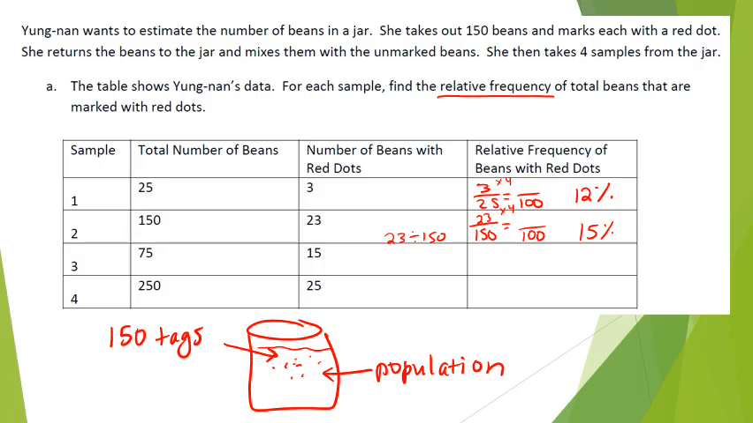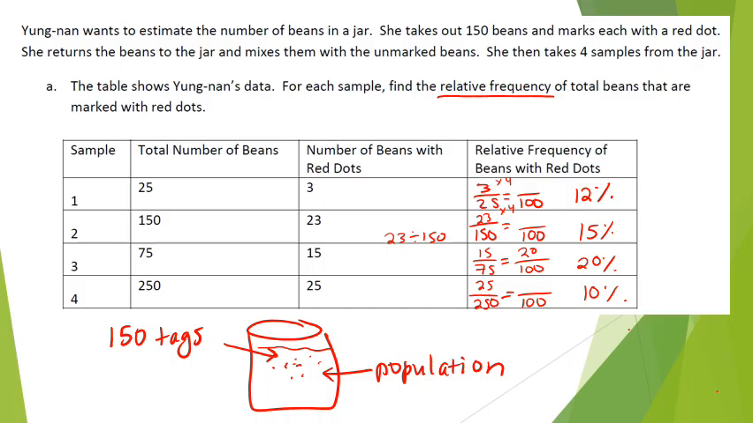What about sample 3? Sample 3 is 15 out of 75. Again, if I want to think about what percentage that is, I can do 15 divided by 75, or I could look for a scale factor, and I get 20%. And finally, sample 4. 25 beans had red dots out of 250 total. I want to make that out of 100. So 25 out of 250 would give me 10%. So looking at my 4 samples, they range from 12%, 15%, 20%, to 10%.